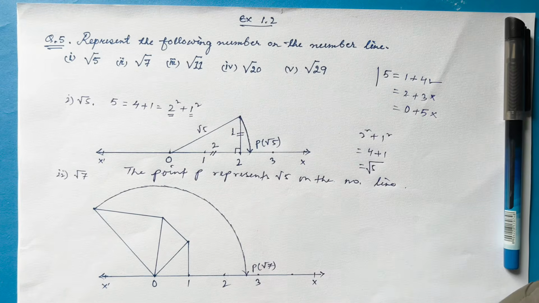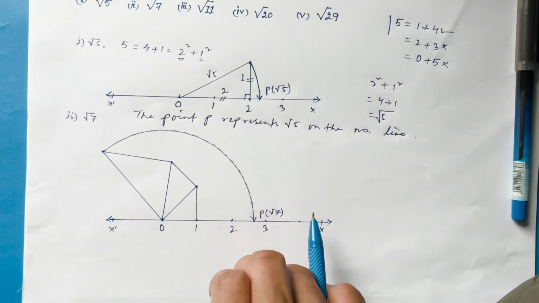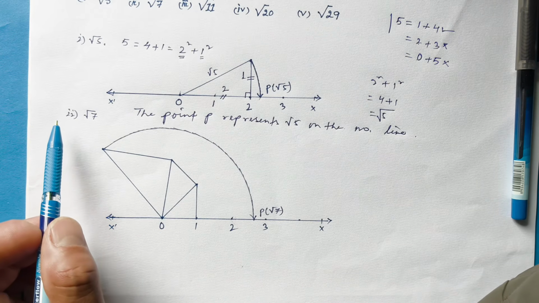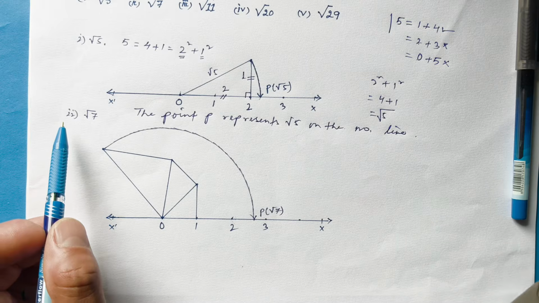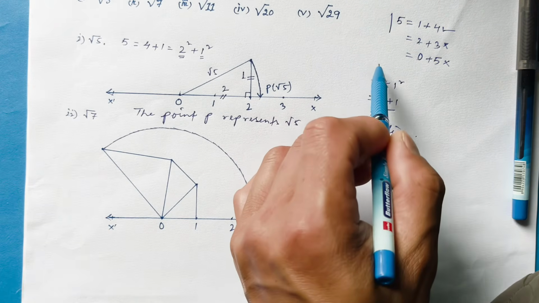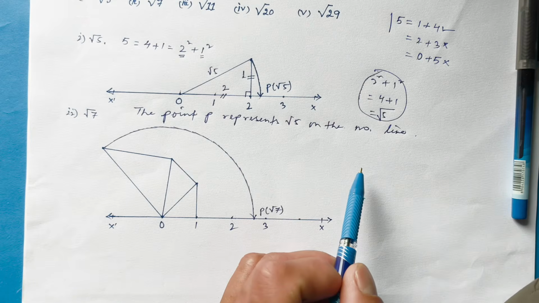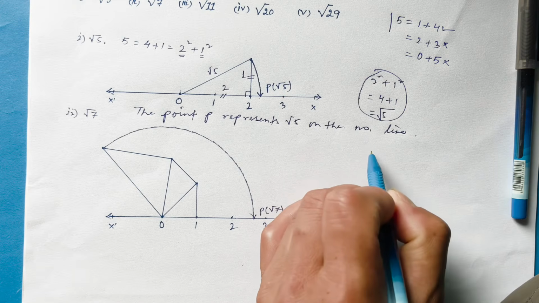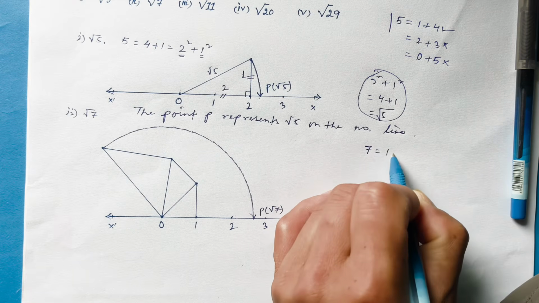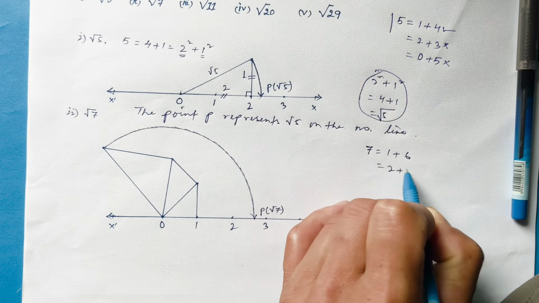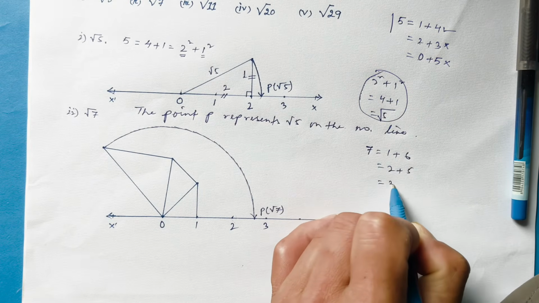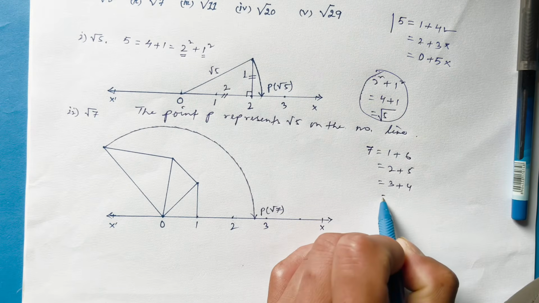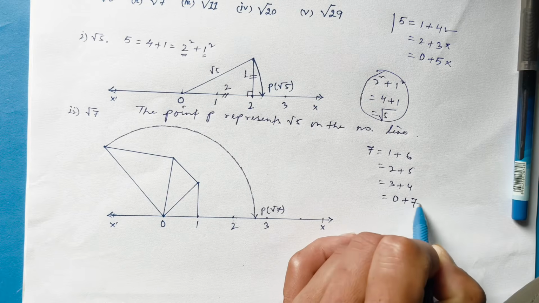Next question, let us see root 7. Root 7 can be represented like that. Like before, let us see which sum of two square numbers equals 7. 7 is 1 plus 6, also 2 plus 5, 3 plus 4, and 0 plus 7.